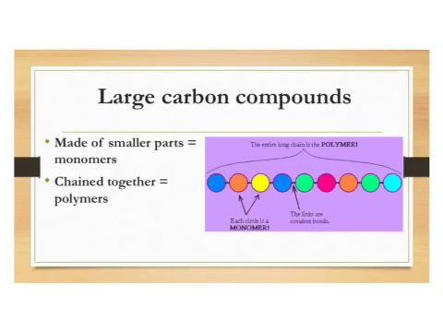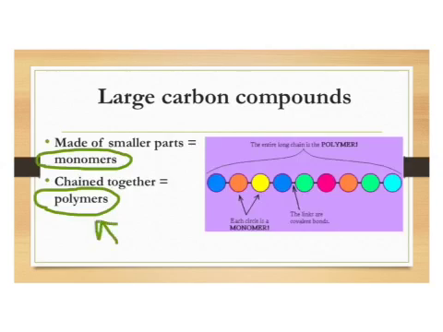Now, the large carbon compounds that we're going to be learning about are made of smaller parts. The smaller parts we call monomers. The word monomer simply means small parts that make up something larger. When they're chained together, we call them polymers. So we're going to learn about several biological molecules or macromolecules that are polymers composed of monomers, kind of like links on a chain.